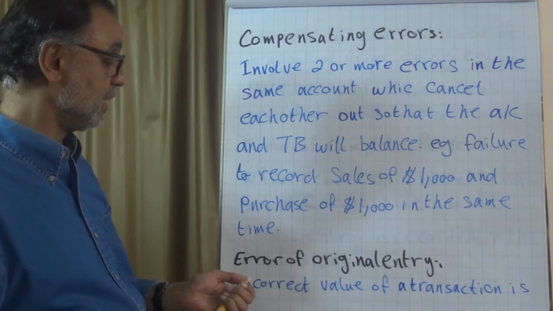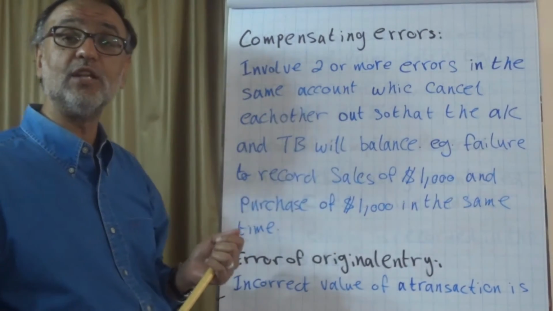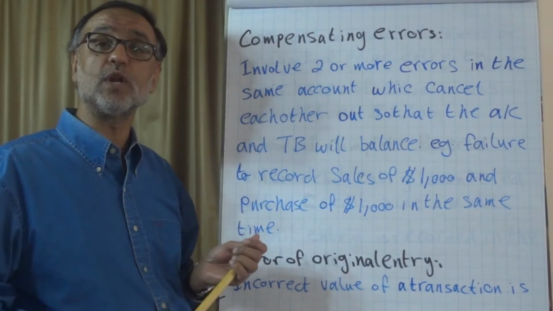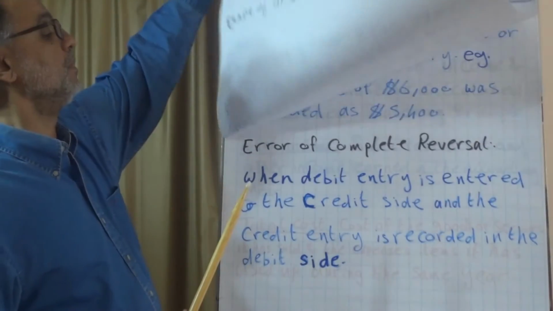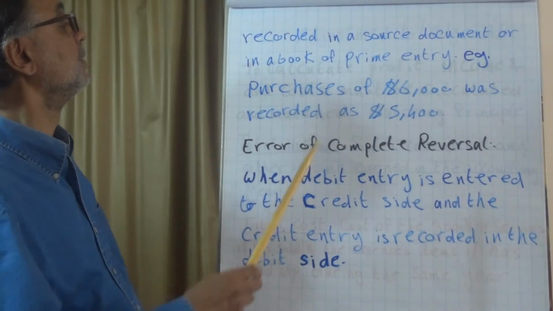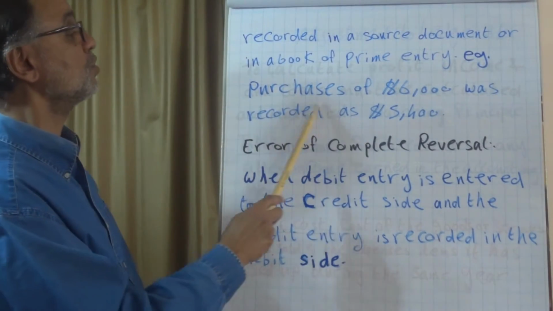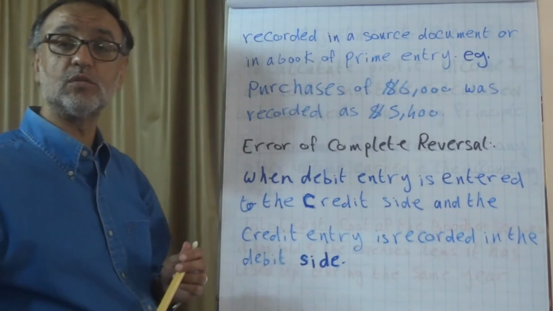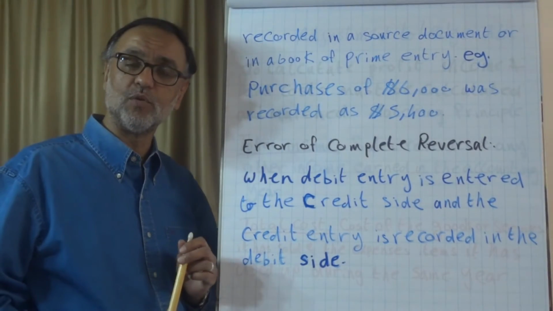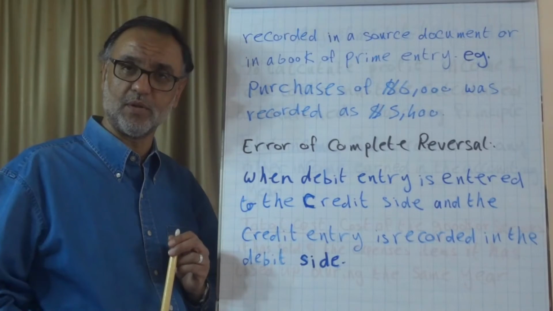Error of original entry. If an entry is done incorrectly by mistake. For example, purchases of $6,000 was recorded as $5,400. We have seen an example of this when we were talking about the bank reconciliation.